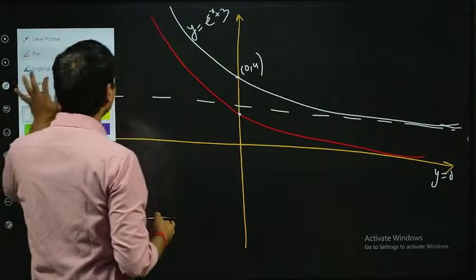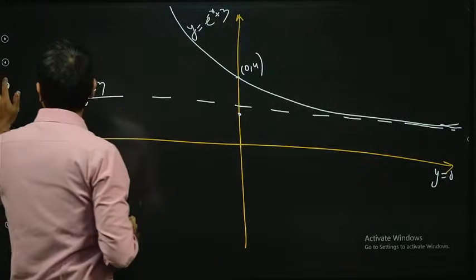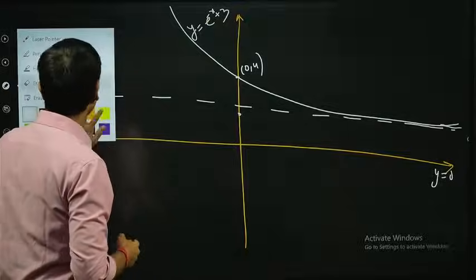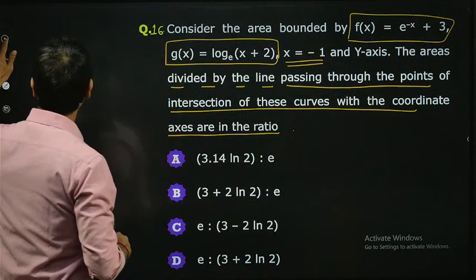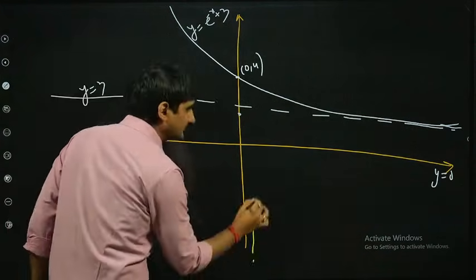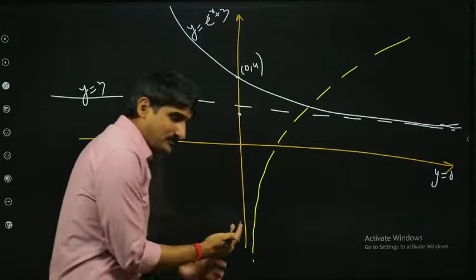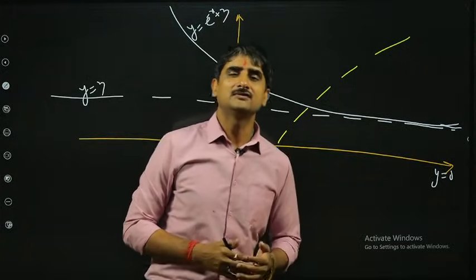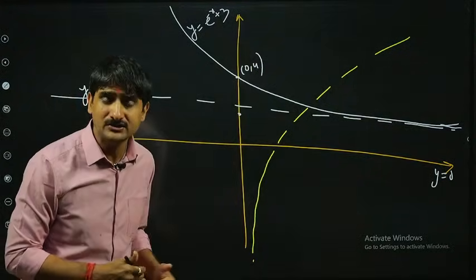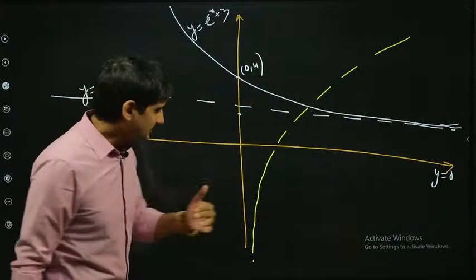So I am removing here the other curves. Okay, now let us go with the curve of which one? Ln of x plus 2. So what's the curve of ln x? Ln x curve is something like this. So when you add a constant within the input of the function, the curve gets shifted by that many units towards left. Okay, horizontally towards left.